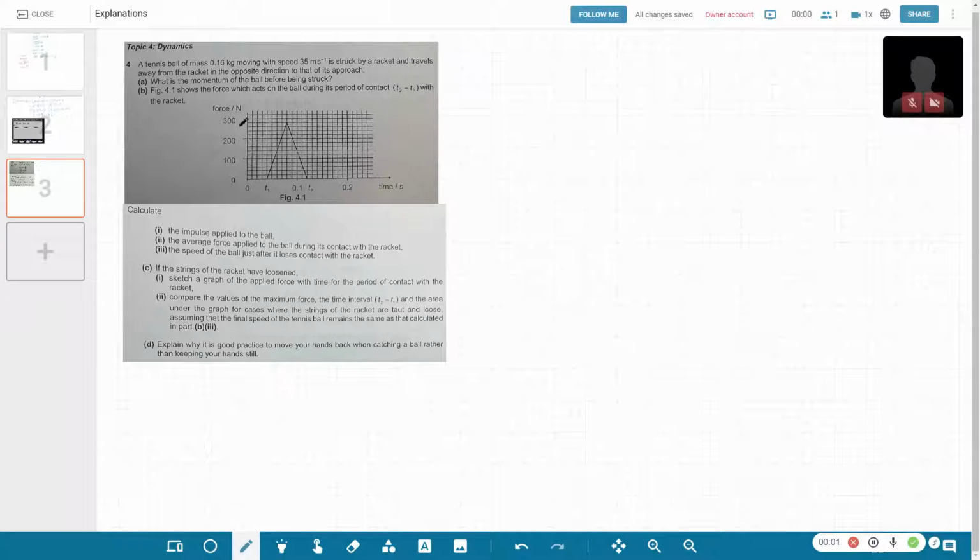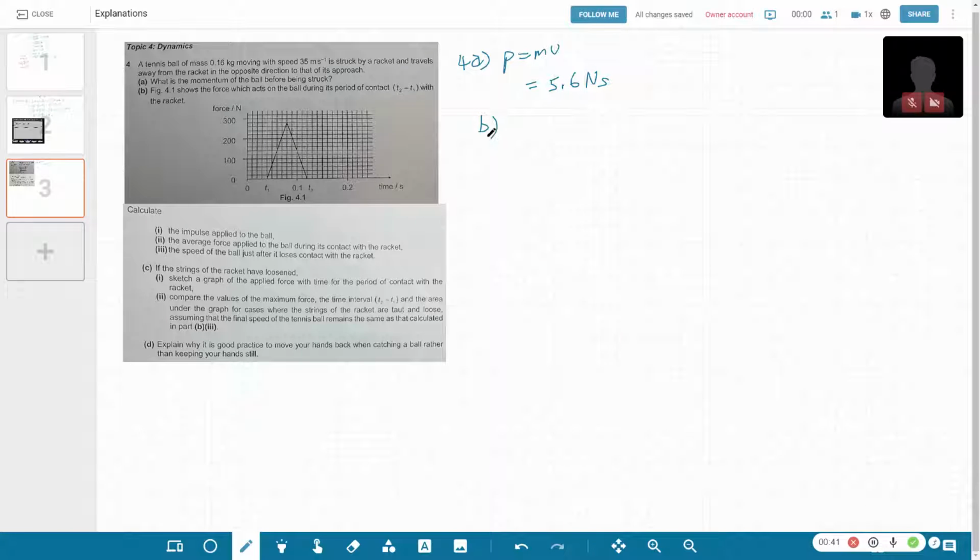Okay, a tennis ball of mass 0.16 kg moving 35 meters per second is struck by a racket and travels away from the racket in the opposite direction to that of its approach. What is the momentum of the ball before being struck? This is part A, a basic question. So basically just p equals mv, equals 0.16 times 35. Let me just get a calculator. You'll get 5.6 newton seconds.